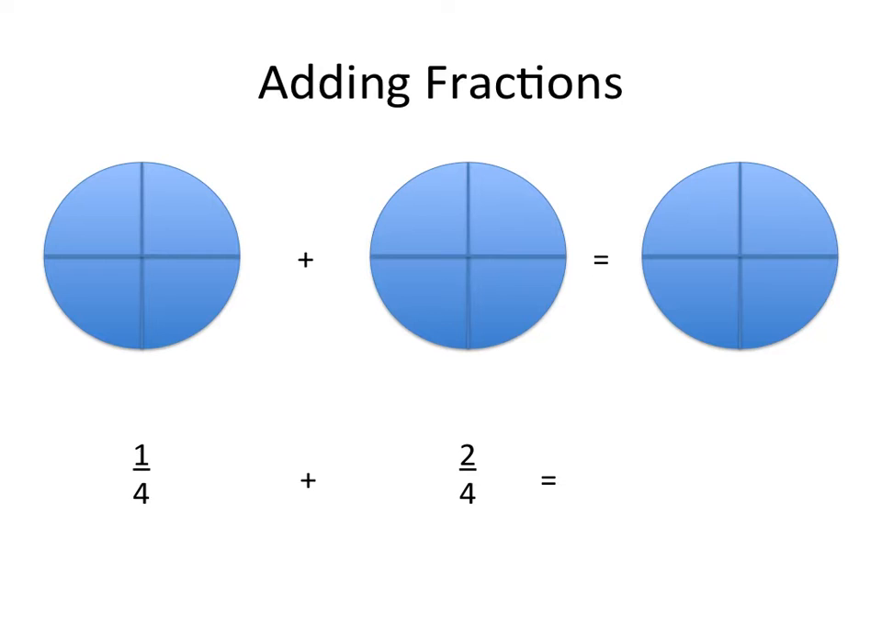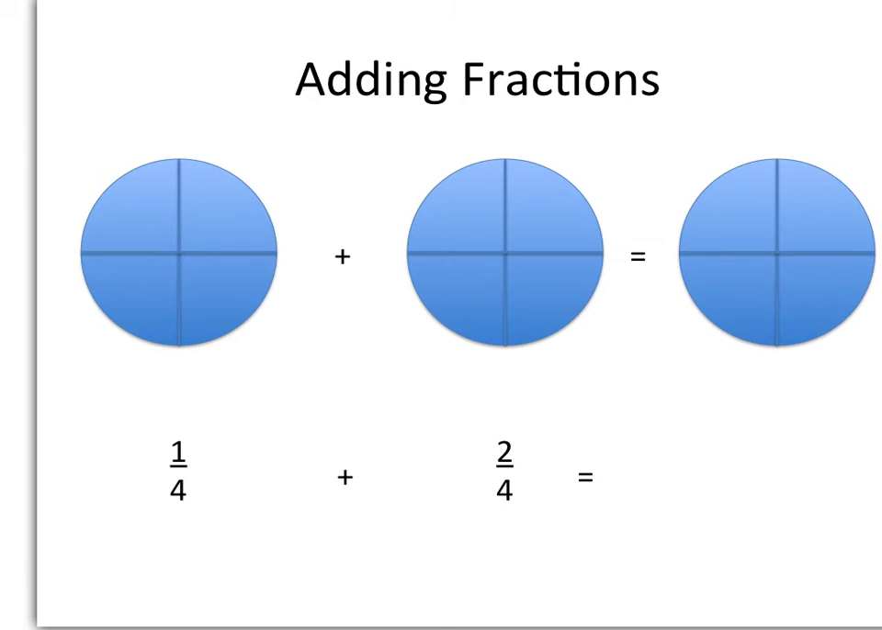Now let's move on to adding fractions. When adding fractions, you need to make sure that the denominator is the same. Both the denominators in our fractions is 4. So we know that the denominator in our answer is going to be 4. Now we can add the numerators straight across. 1 plus 2 equals 3.